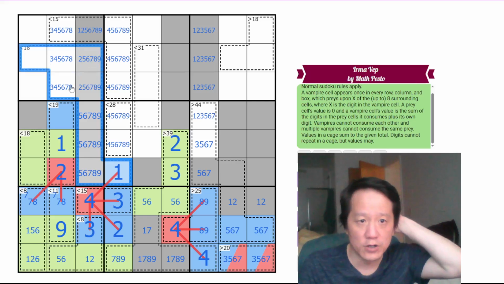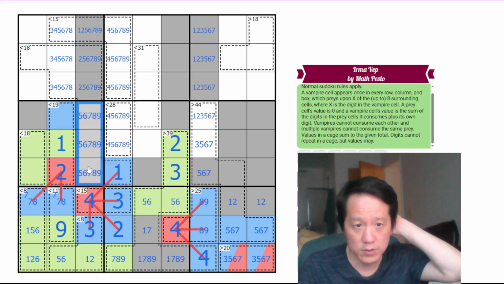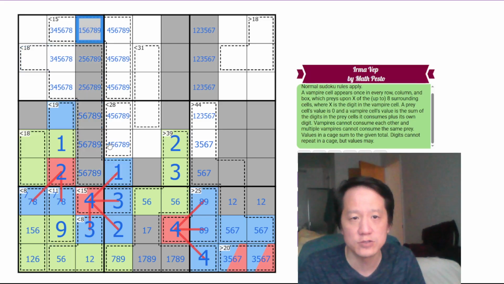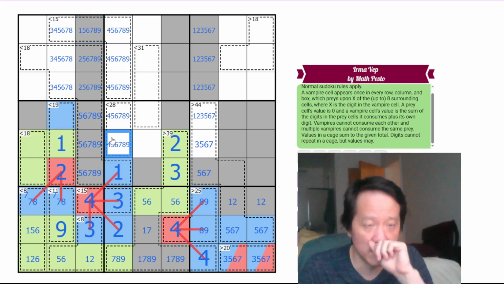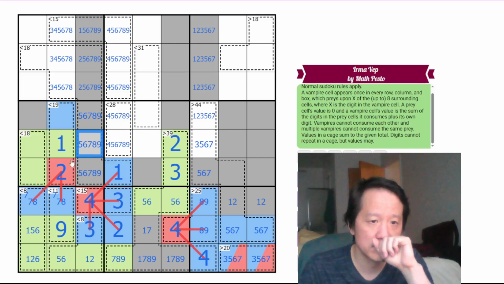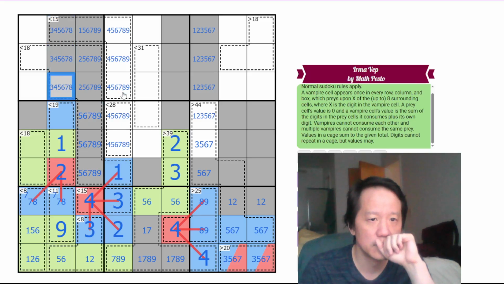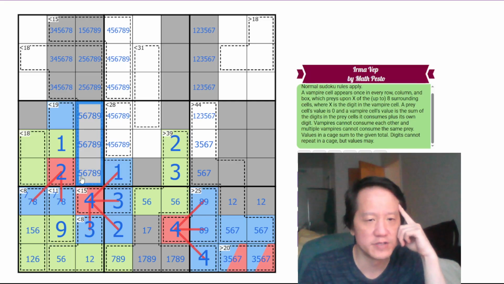In this cage, there are no repeats, so 1 cannot be here. 1 cannot be here. Where is the 2? 2 can't be here. 2 can't be here. 2 has to be in one of these cells, which means this can never be 2. This is a vampire, so none of these can be vampires here. These could be vampired by this cell. In fact, one of these at least has to be vampired. And it's not vampired by this 2.